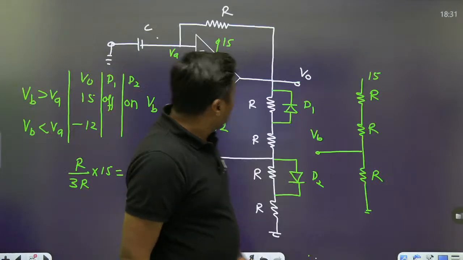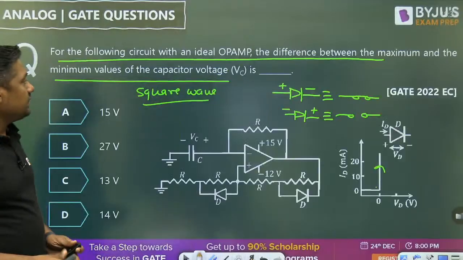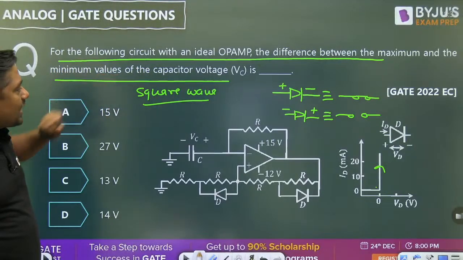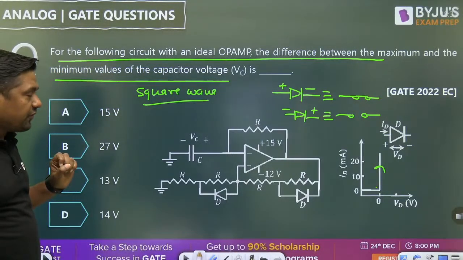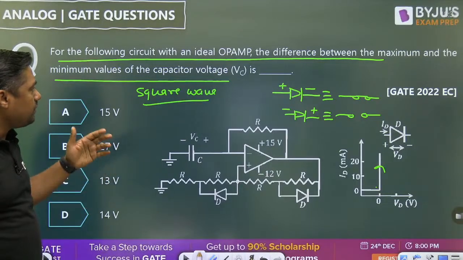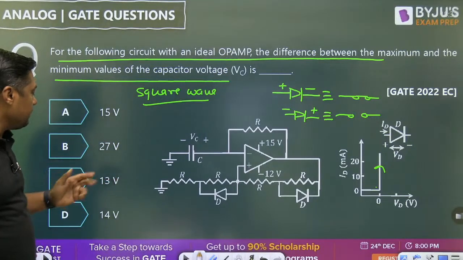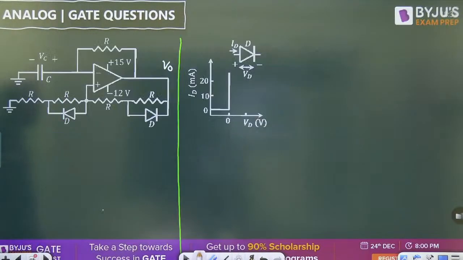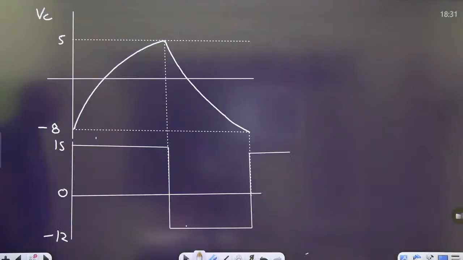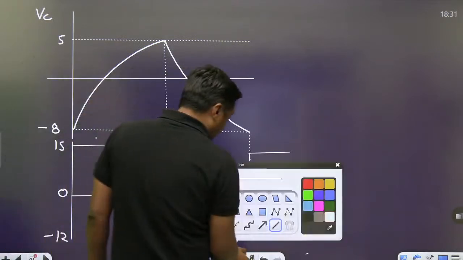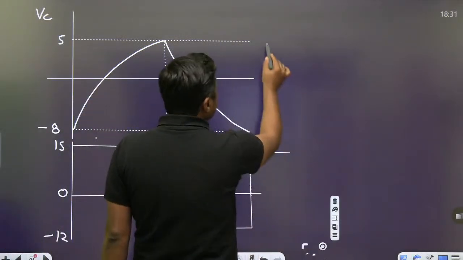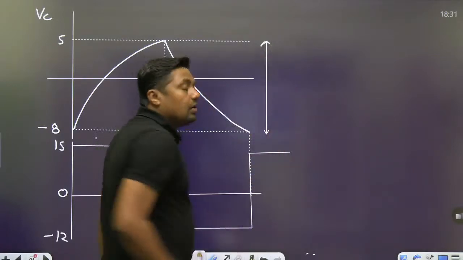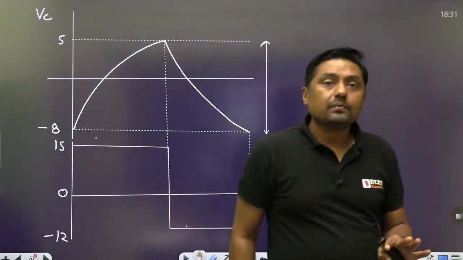Now, what is the question asked here? The difference between the maximum and minimum value of the capacitor voltage, right? So the difference between the maximum and minimum, 5 minus of minus 8, it will become 13. This 13 is the answer for this question. The gap from this point to this point. Okay, this is over. Any doubt?